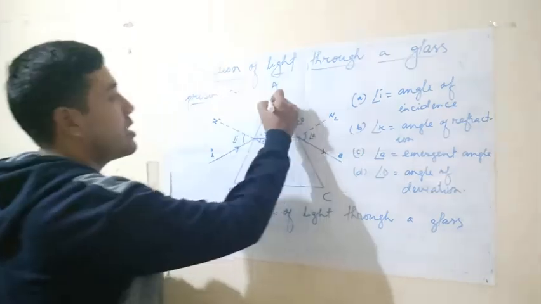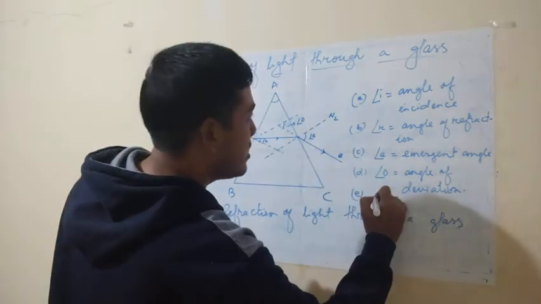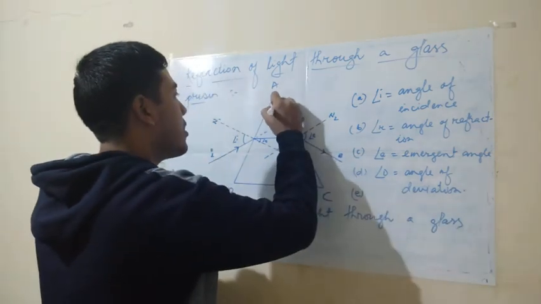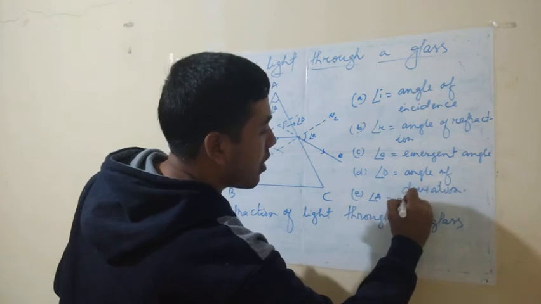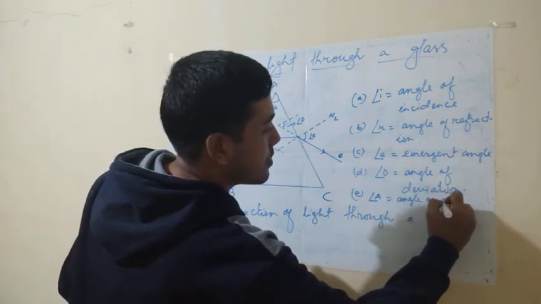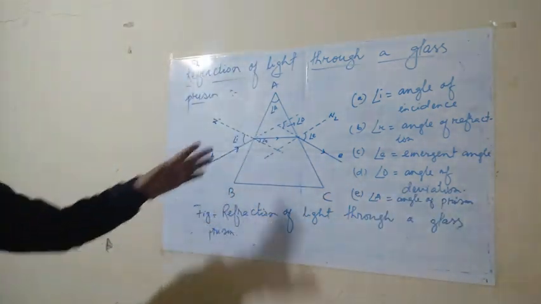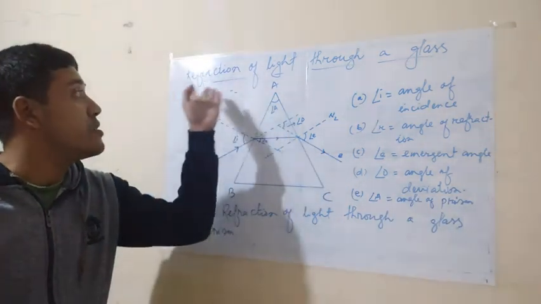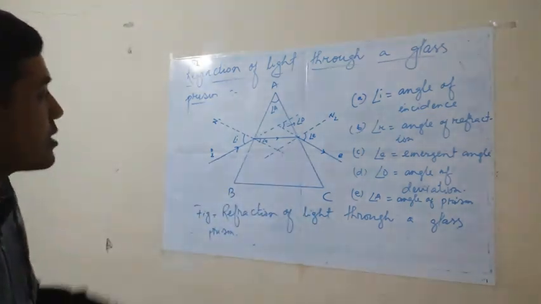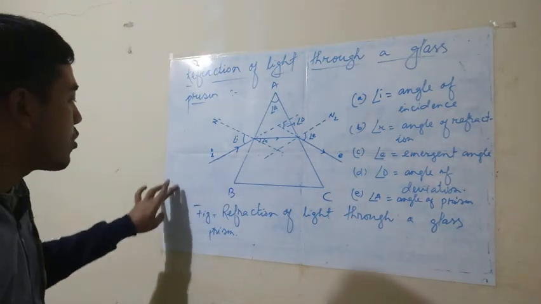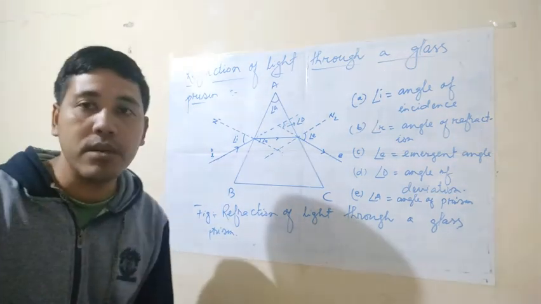Then here, look, point E, I will write this A. This is angle A. This A is known as the angle of prism. Now look here, this is the refraction of light through a glass prism. Please copy this down. This portion is known as the refraction of light through a glass prism.